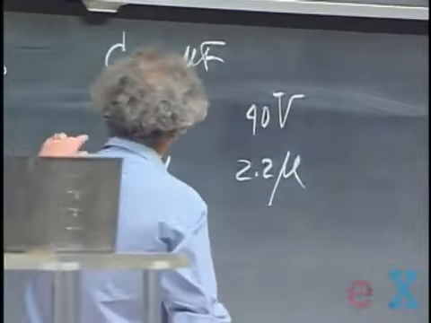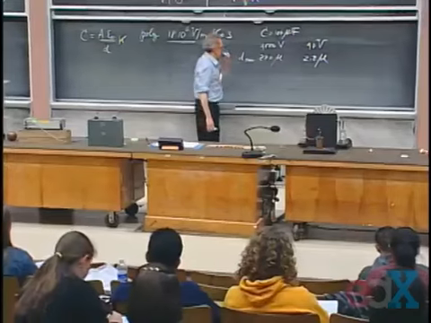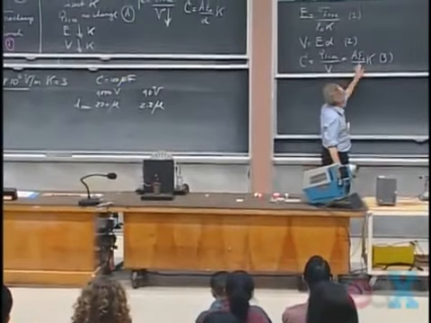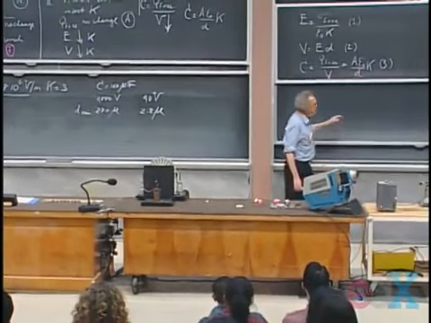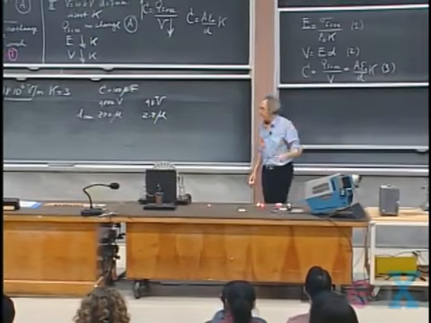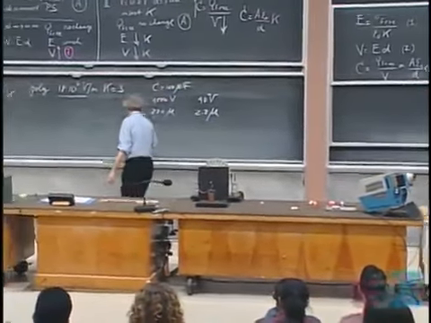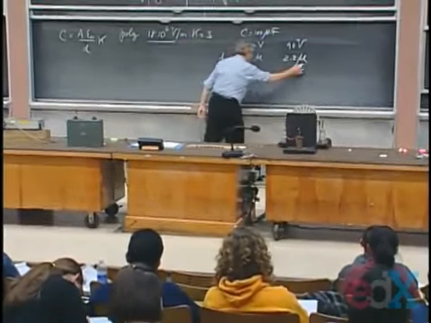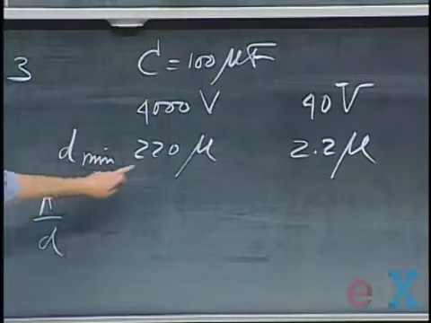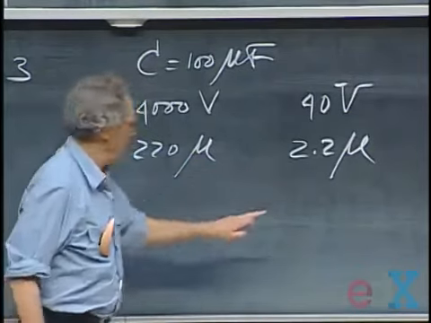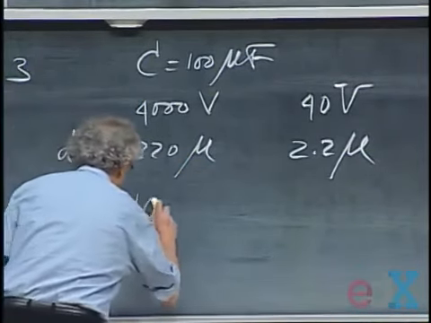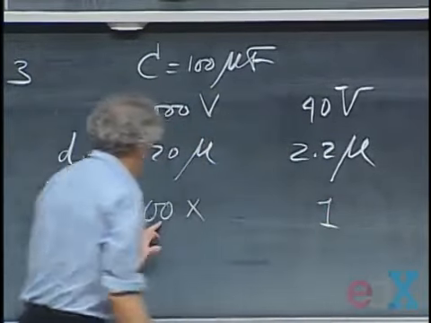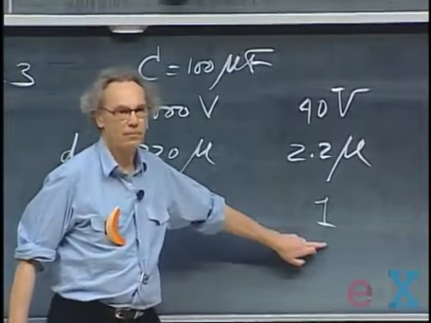I want the 2 capacitors to have the same capacitance. That means, since they have the same kappa and the same epsilon 0, A over D has to be the same for both capacitors. So A divided by D for this one must be the same as A divided by D for that one. But if D here is 100 times larger than this one, then this A must also be 100 times larger, because A over D is constant. So if A here is 100, then A here is 1.